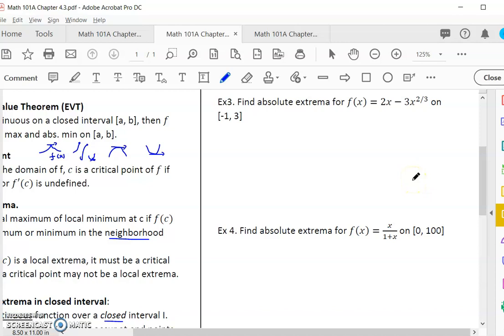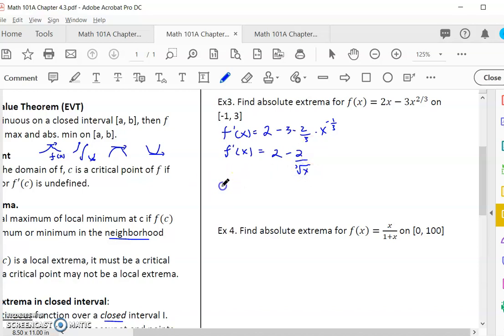Maybe in the next one I'll use the calculator. First of all, we find the critical points. In the book, they say find f of 1 and f of 3 first, but we can find them after we find all the critical points. So what is f prime of x? 2 minus 3 times 2/3 times x to the -1/3. So f prime of x simplifies to 2 minus 2 over the cube root of x.